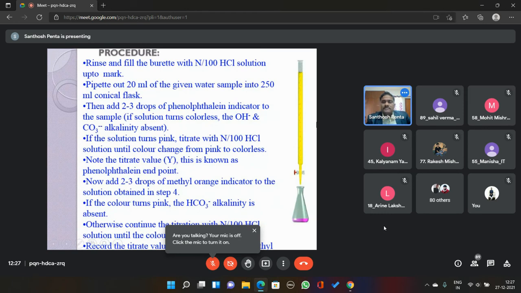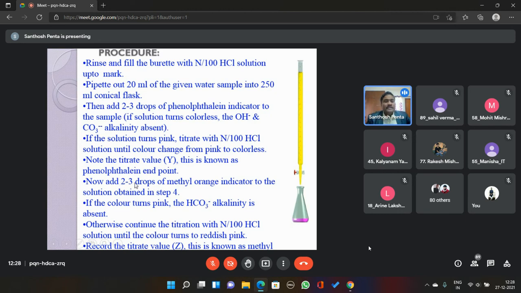Then start the titration. When the solution turns from pink to colorless, stop the titration and note down the reading. That is the phenolphthalein end point. Initial and final readings, we write down the phenolphthalein end point. Then next, note the titrant value. This is known as the phenolphthalein end point.